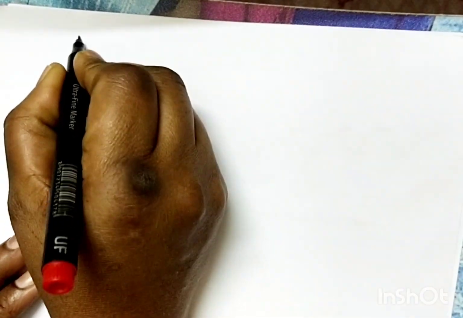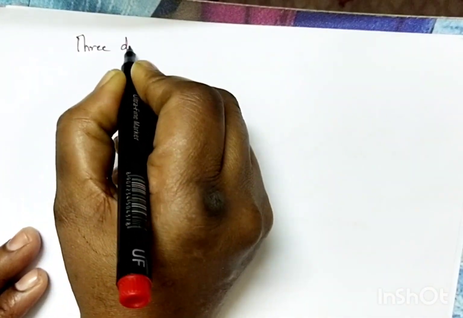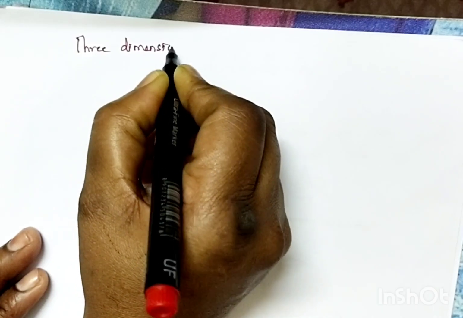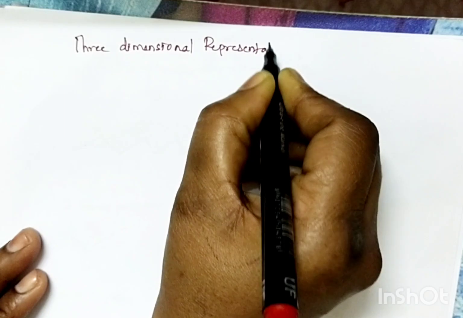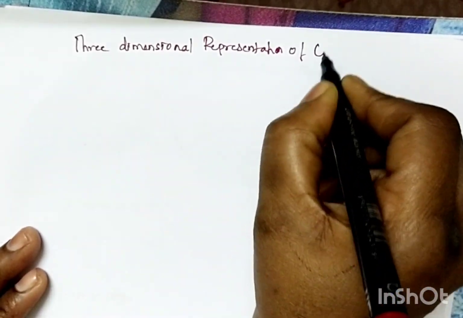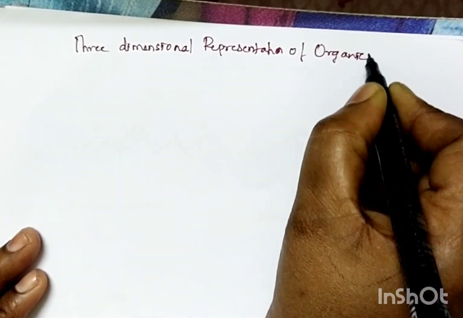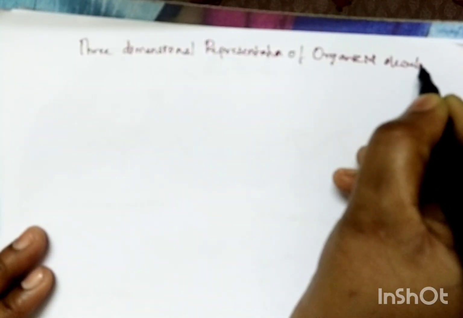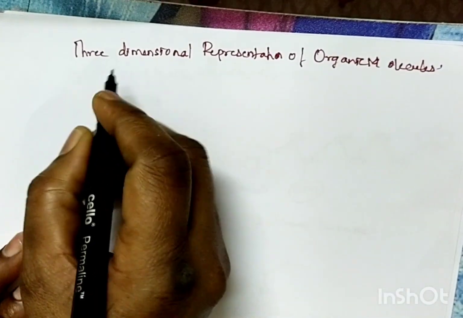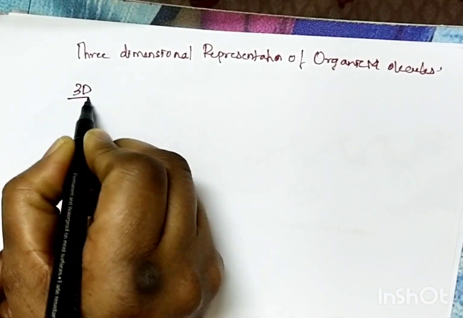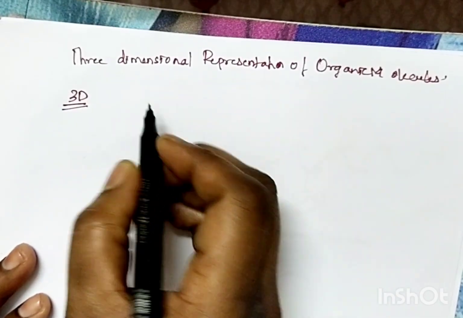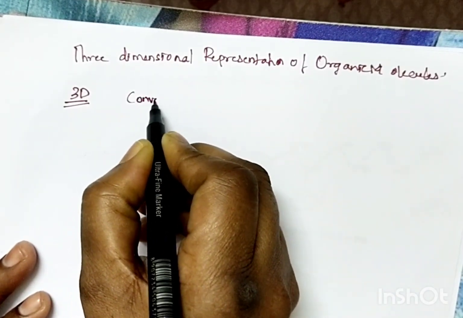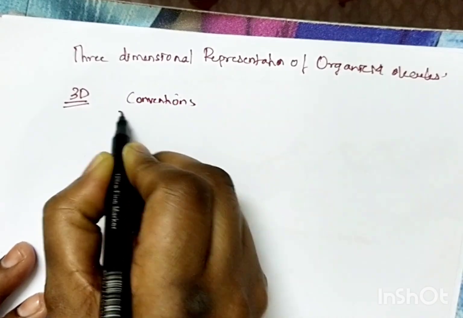See the three-dimensional representation of organic molecules. So here, this 3D structure of representation has some conventions. So what are those? We should know that first.